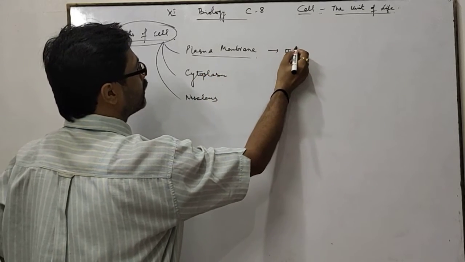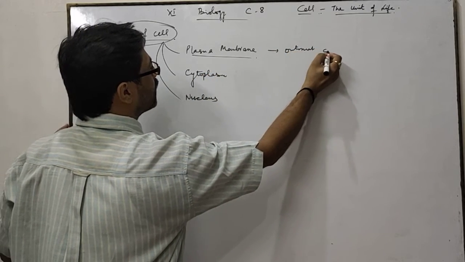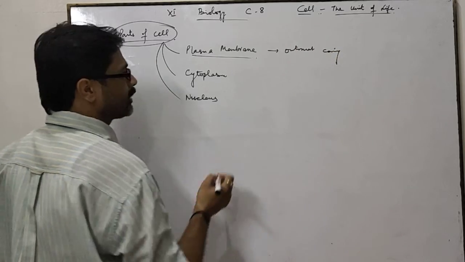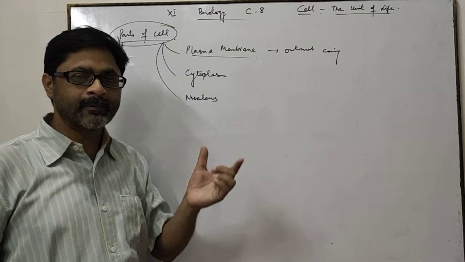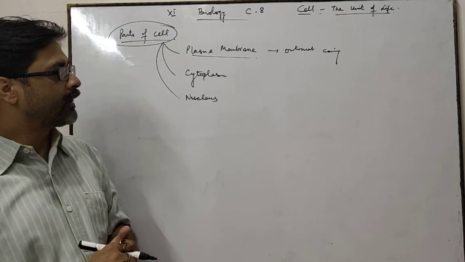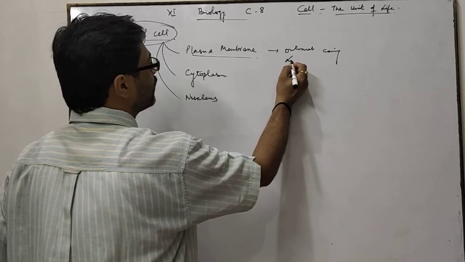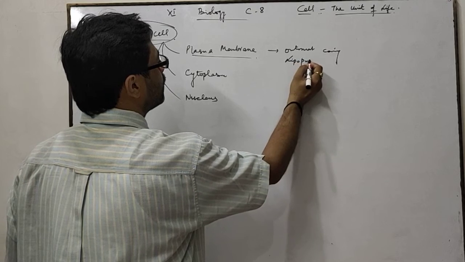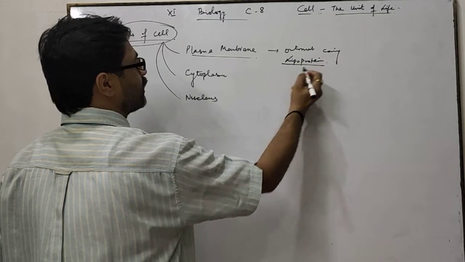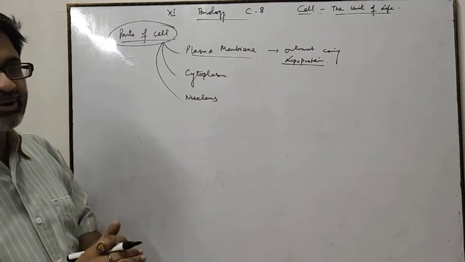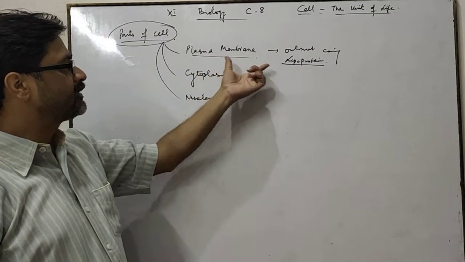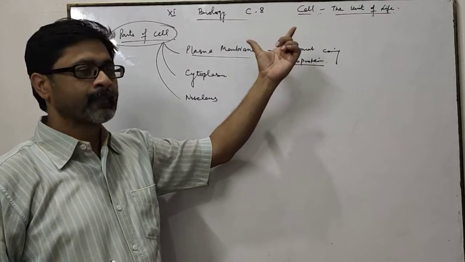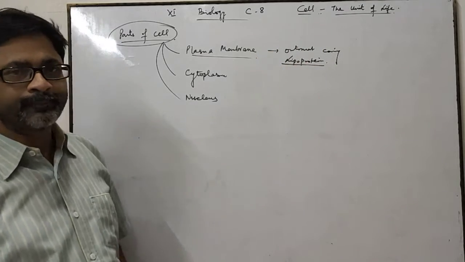Plasma membrane. First one is plasma membrane. It is the outermost covering, or you can say outermost layer of the cell. Plasma membrane is made up of lipoprotein. What is lipoprotein? Lipoprotein is a chemical made by combination of lipid and proteins.